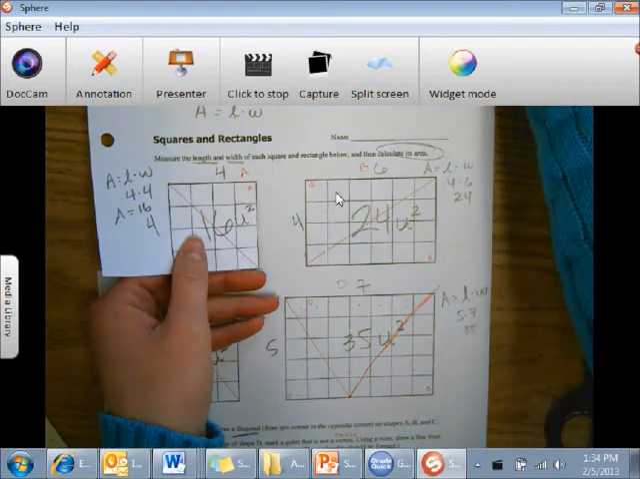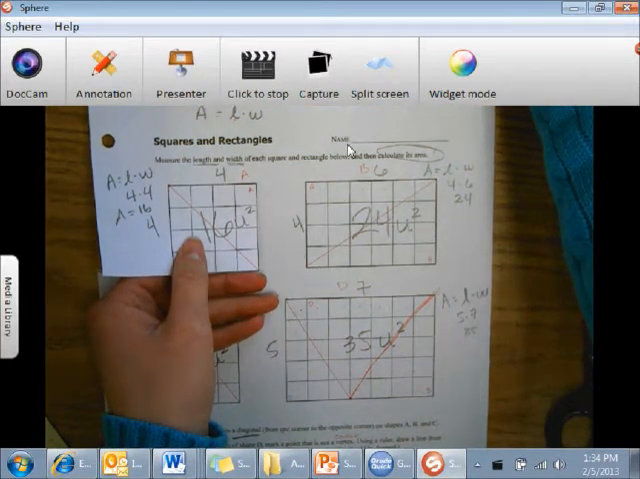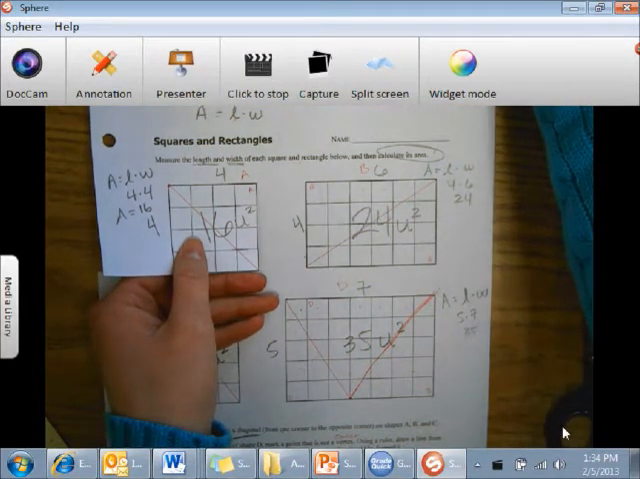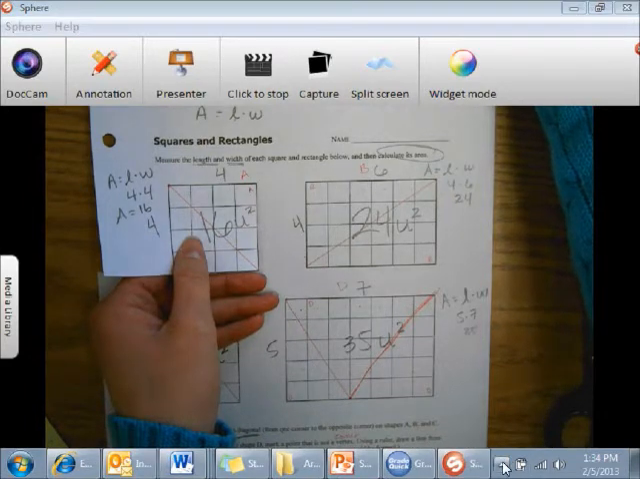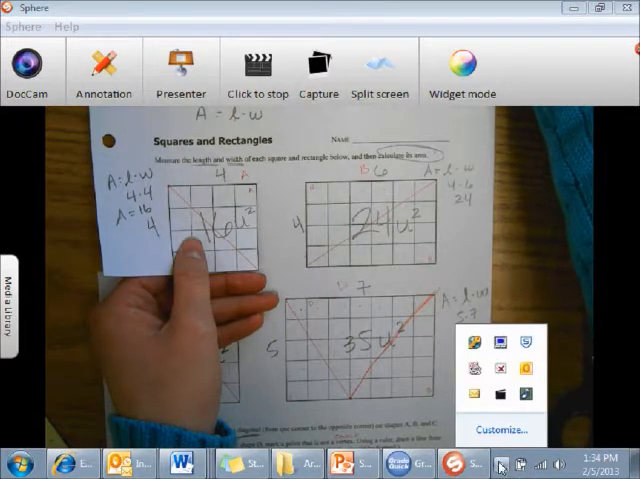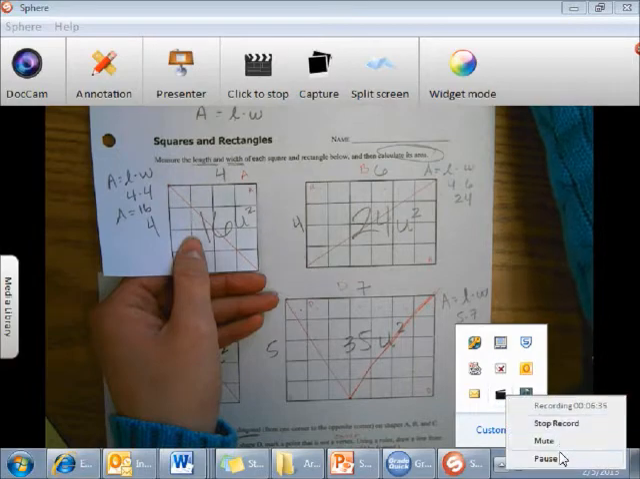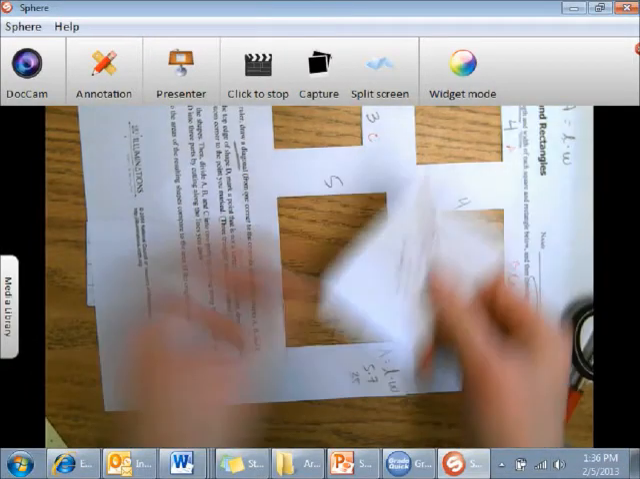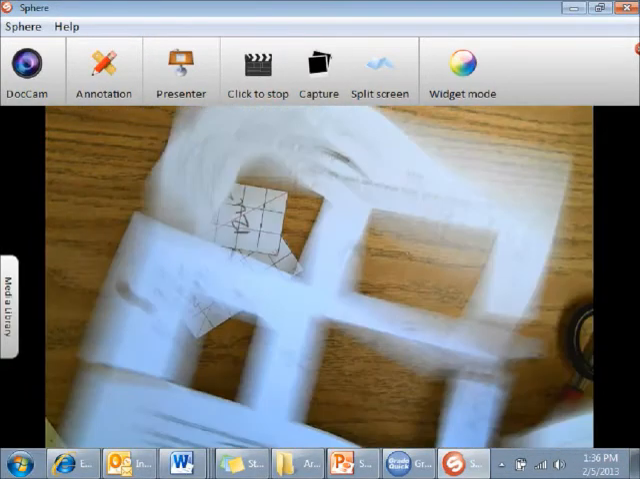And I'm going to pause this while you cut. I think. Okay, so now I have cut all of them out.